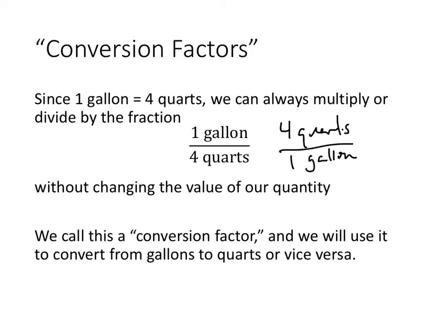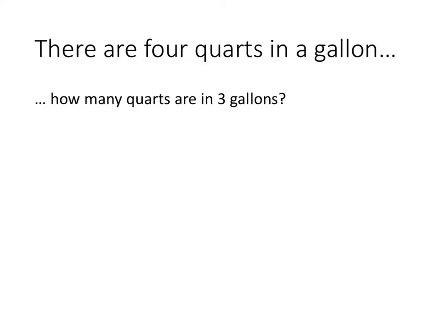The idea here is that since 4 quarts and 1 gallon are the same thing, dividing one by the other gives us the number 1, and we can always multiply or divide by the number 1 without changing anything. And this is what's going to allow us to convert from quarts to gallons or from gallons to quarts. So let's get back to our original question. How many quarts are in 3 gallons?